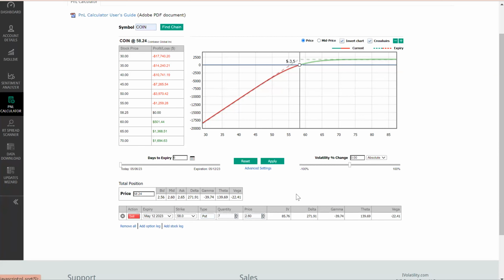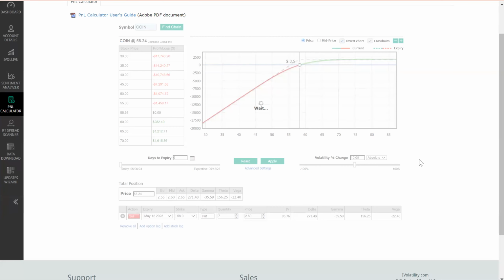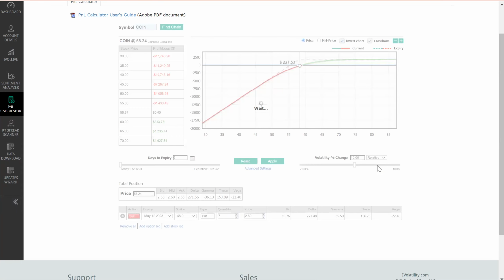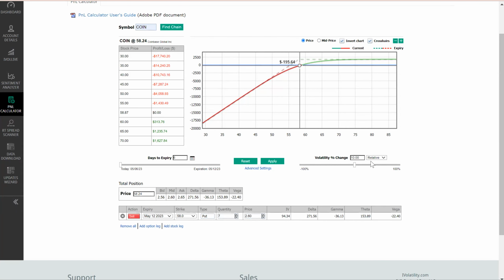Other things you could do here, you could play around with, well, all right, what if volatility goes up during my holding period by 10 absolute percentage points? So the implied volatility went from 85 to 95. So that's interesting. You could also do, what if it just went up 10% relative points? So not 10 absolute points, but 10% relative points.